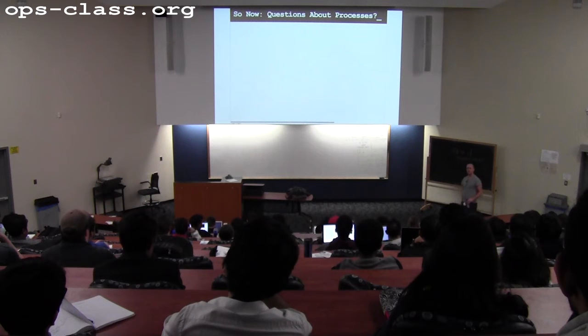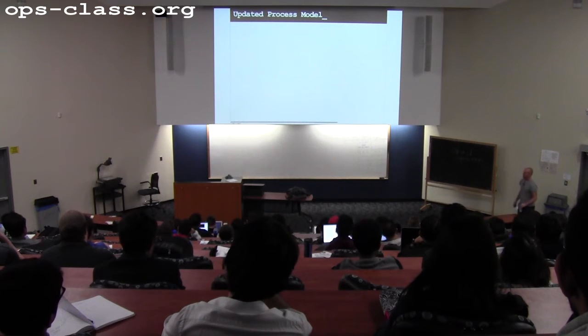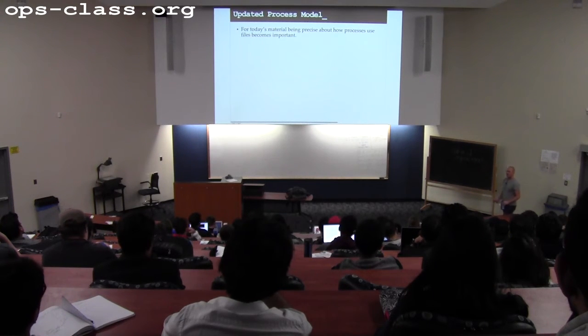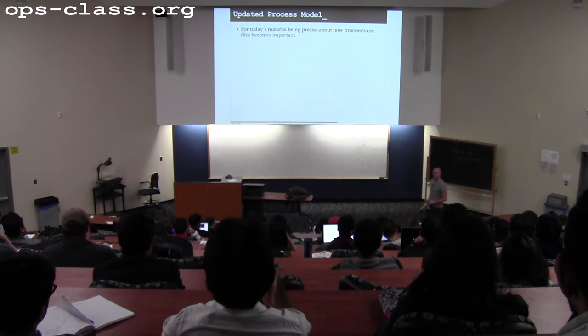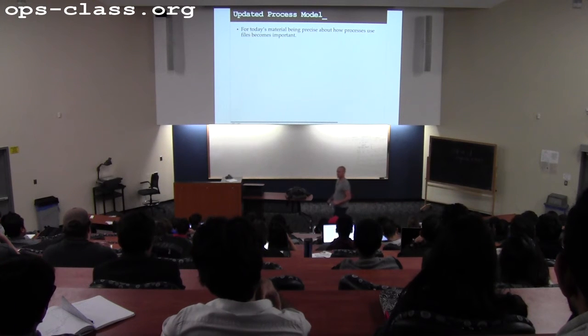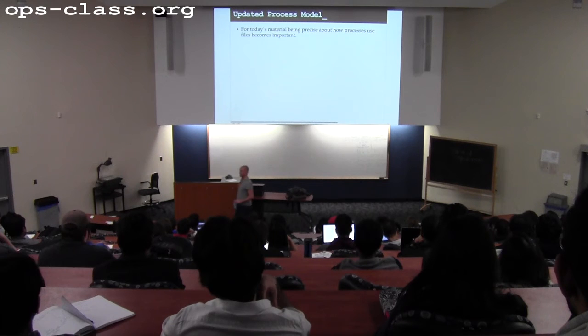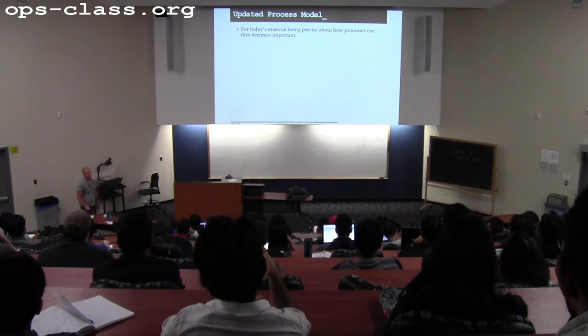OK. So now, as we go on and talk about the system calls that allow processes to be created and to communicate with each other, there's one small change we have to make to the mental model of the process that we built up that's kind of critical.